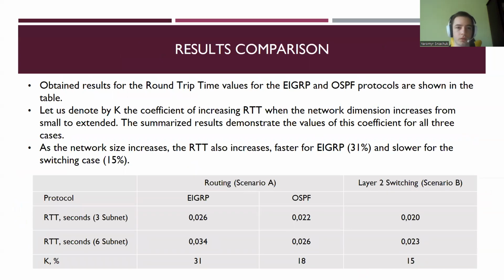Obtained results for the round-trip time values for the EIGRP and OSPF protocols are shown in the table. Let us denote by K the coefficient of increasing RTT when the network dimension increases from small to extended. The summarized results demonstrate the values of this coefficient for all 3 cases. As the network size increases, the RTT also increases, faster for EIGRP and slower for the switching case.